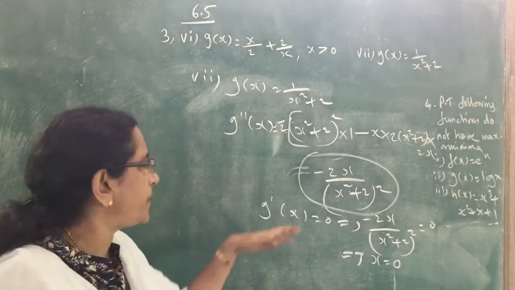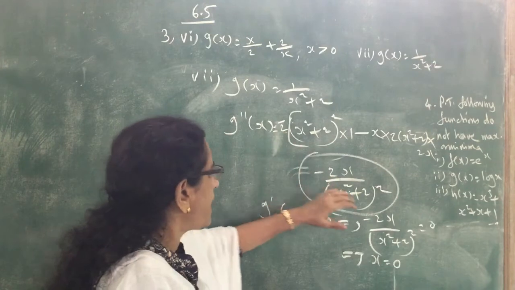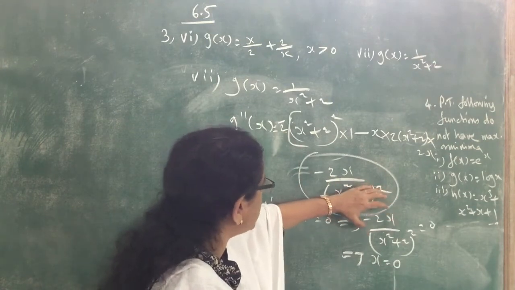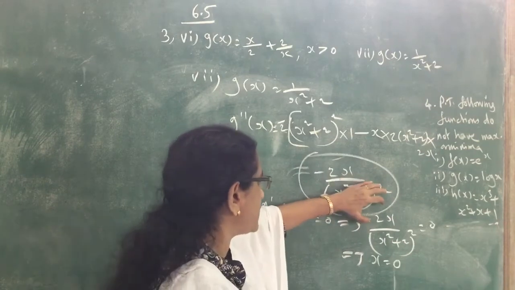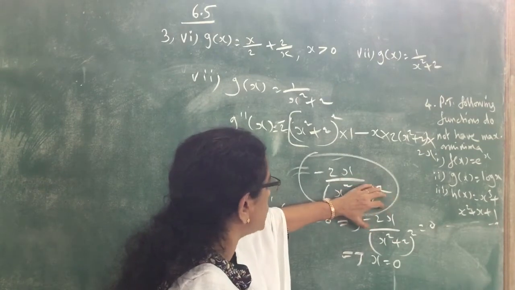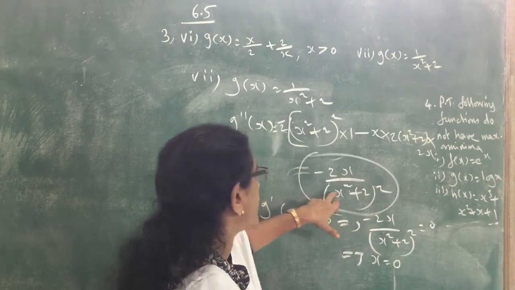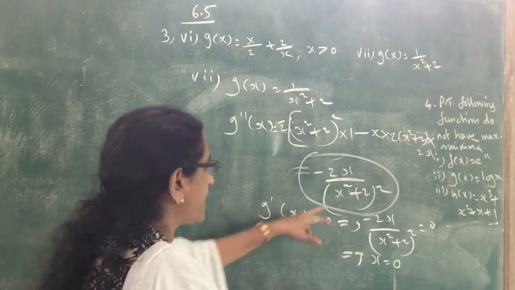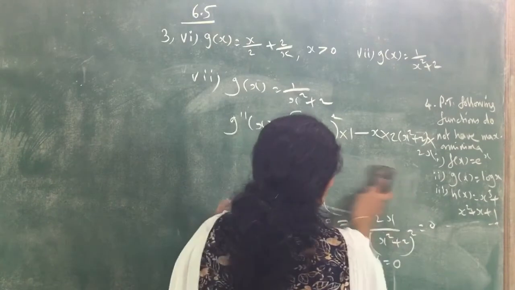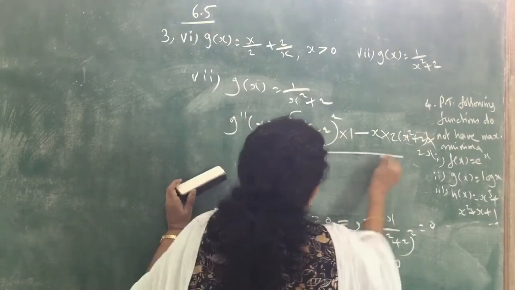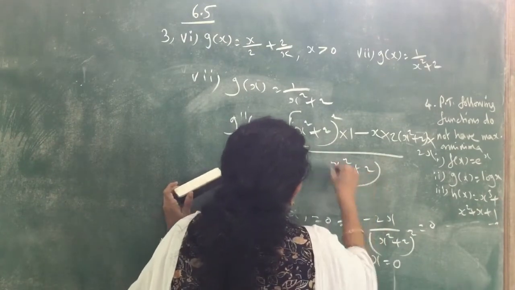So first, minus 2 taken outside, then (x square plus 2) whole square, denominator into the derivative of x, 1, minus x into the derivative of this, that is 2 into (x square plus 2) into 2x, whole divided by (x square plus 2) whole square squared, that is (x square plus 2) raised to 4.